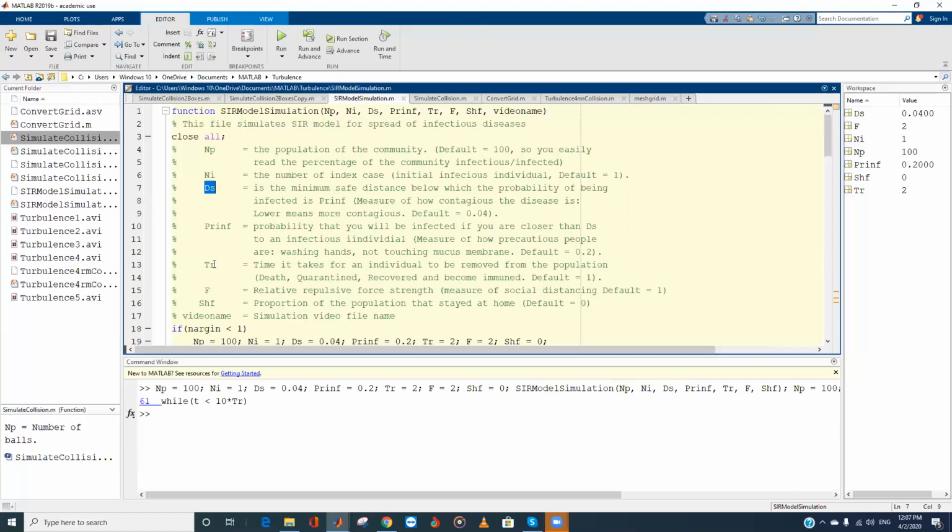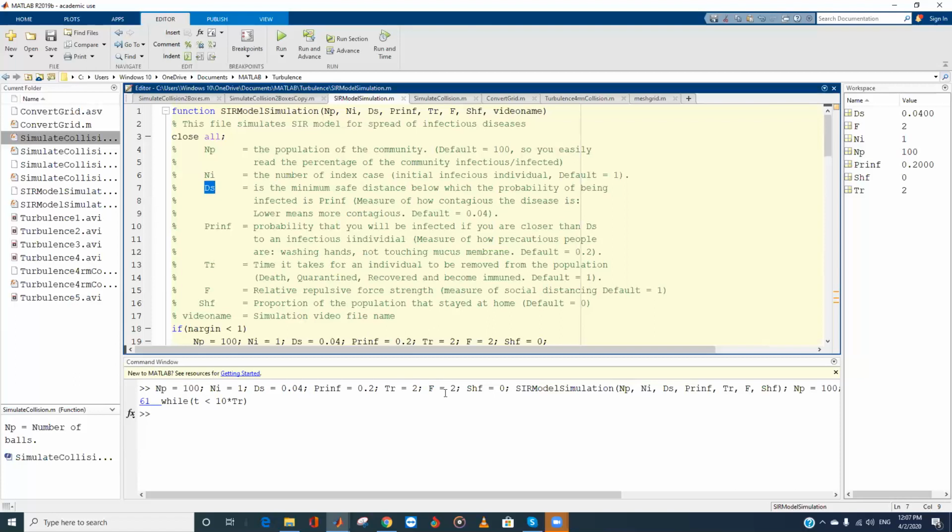Now the default value of MP is 100. For the initial number of infections, the first person that is infected, I use 1. Then DS, the minimum safe distance, is 0.04. The probability of infection is 0.2. TR, which is the time it takes to remove the person that is infected, is 2. The strength of repulsion, which is social distancing, is 2. And the default value for the stay-at-home factor is 0.